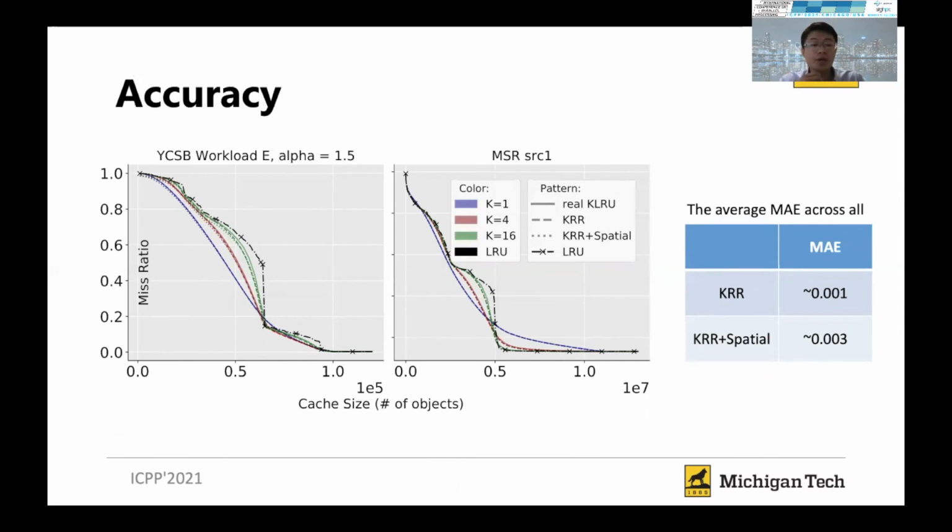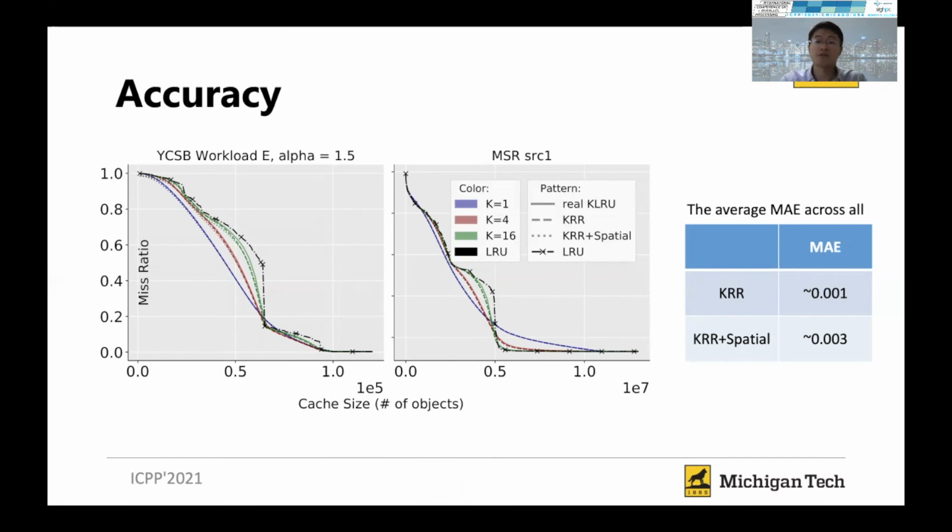For accuracy, here we illustrate the accuracy of the KRR stack using two example traces. The dotted line represents our approximation, and the solid line is the actual miss ratio curve, with different colors corresponding to different sampling sizes. We also plotted the exact LRU curve to show the difference between K-LRU and exact LRU. As we can see here, our approximation is very close to the actual K-LRU miss ratio curve.